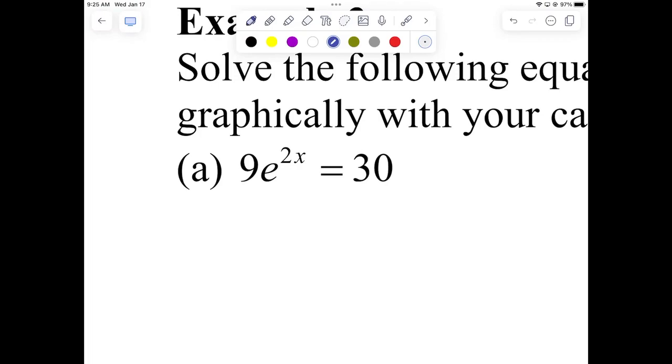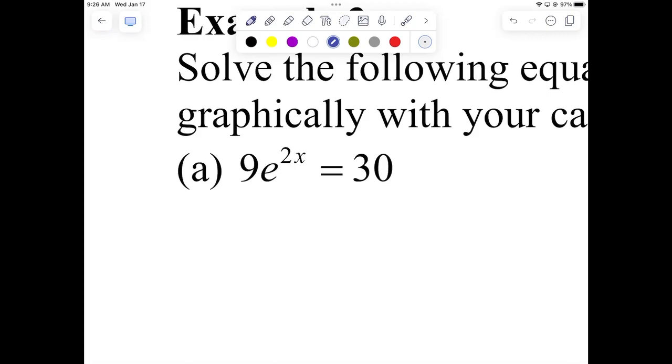Yeah. 9 times e to the dos equis, that's an alcoholic beverage, equals 30. Right? The most interesting man in the world. They got rid of that ad campaign. That was a good one. I wish they'd bring that back. He doesn't always solve math equations, but when he does, they're exponential.